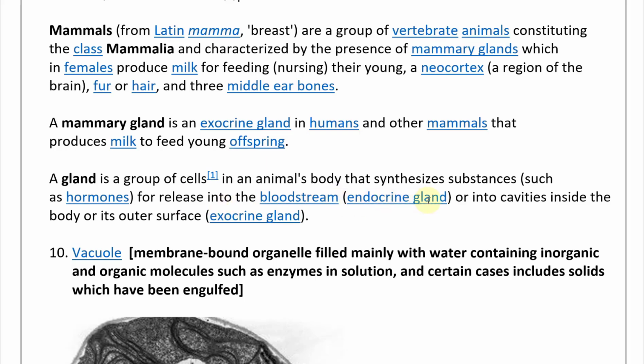This is an endocrine gland, or the substances can be released into cavities inside the body or its outer surface. This is called an exocrine gland. So basically, into the blood is endocrine, and into the cavities of the body or its outer surface, releasing it outwards, is an exocrine gland.